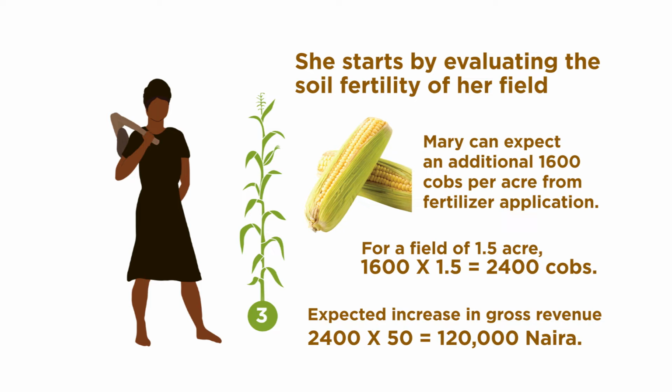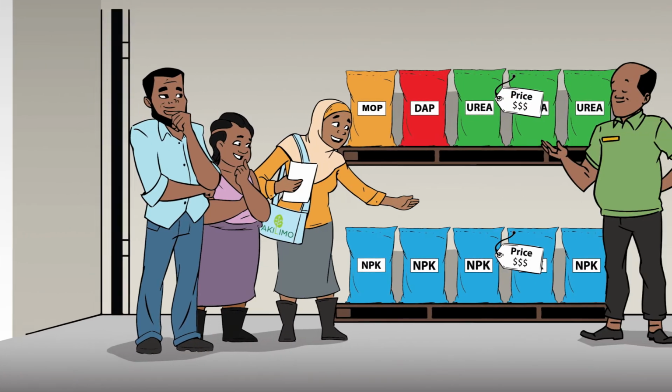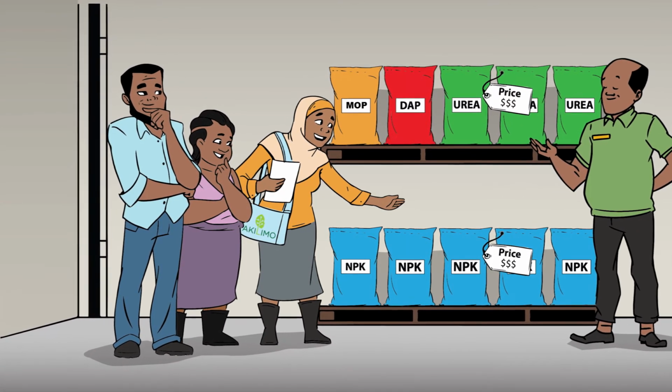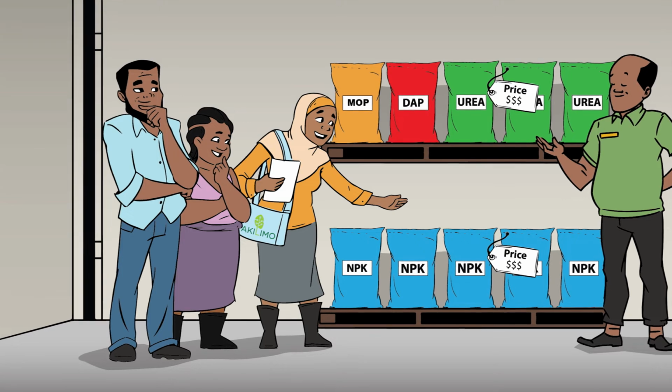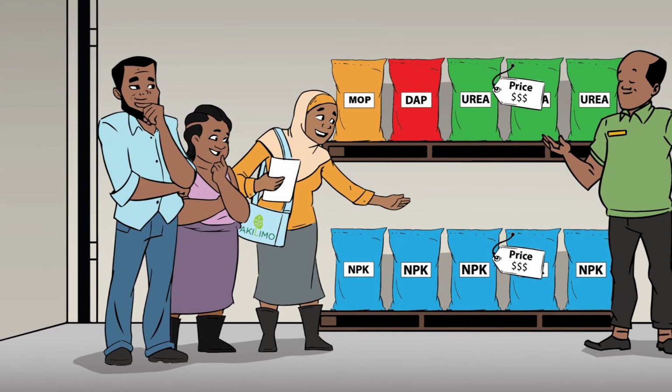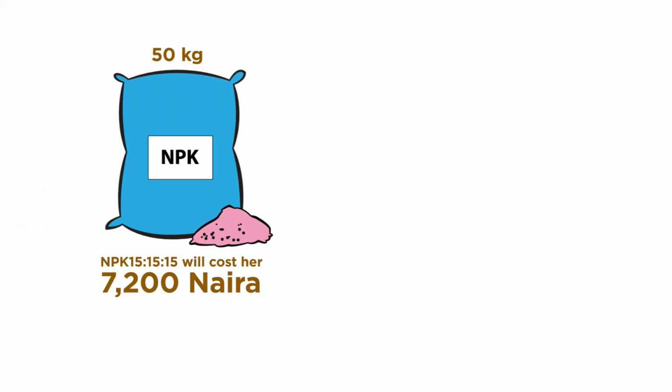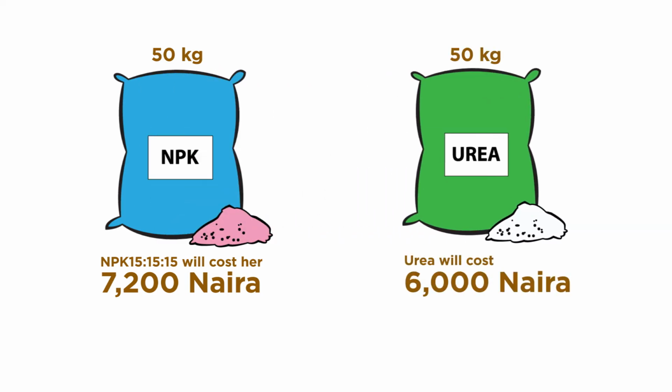Let's now calculate the cost of fertilizer. Mary visits her local agro dealer and inquires about the price of NPK 15-15-15 and urea. A bag of NPK 15-15-15 will cost her 7,200 naira and a bag of urea will cost 6,000 naira, she is told. Mary can now calculate the cost of the fertilizer application for her field. Remember from our previous video, she needs to apply 2.5 bags of NPK 15-15-15 and 1 bag of urea per acre.